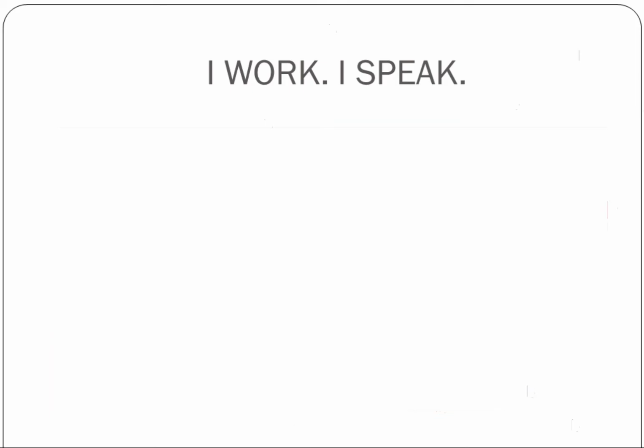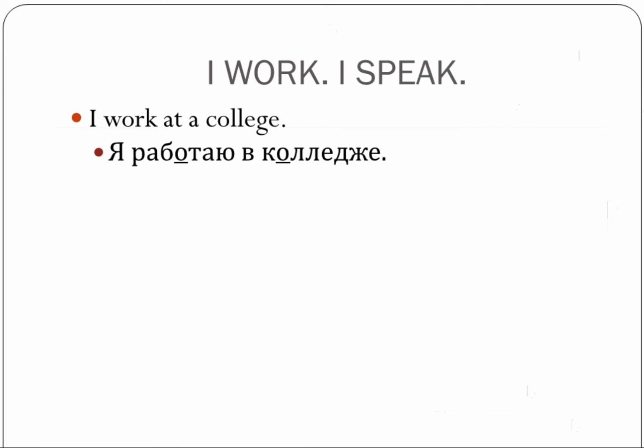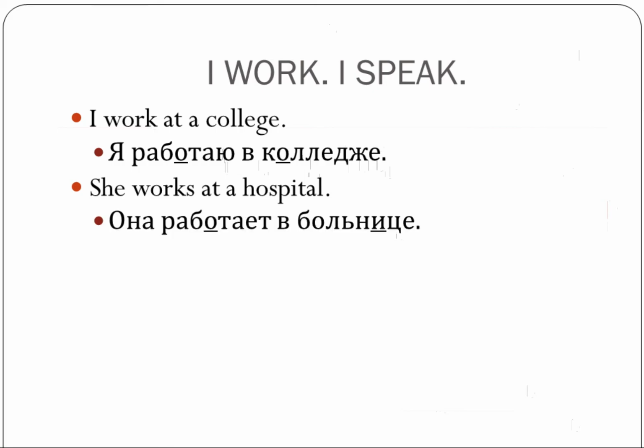So now that I know that, I can build some longer sentences, and I can even say I work at a college. So я работаю with у ending в колледже. And you remember that once I put в before a noun, the noun has е ending, right? I can also say she works at a hospital. Она работает в больнице. So remember the е ending, в больнице, dropped а, replaced with е.